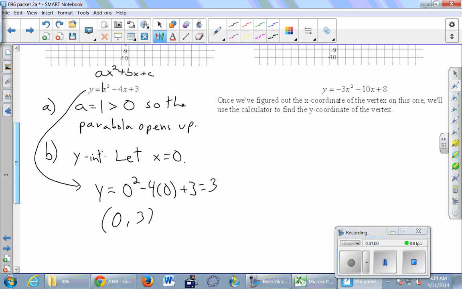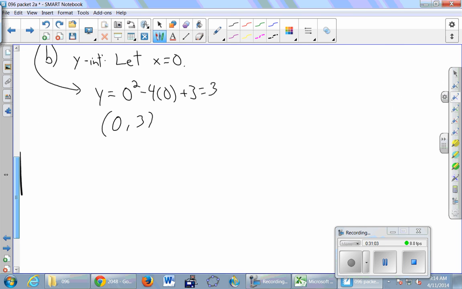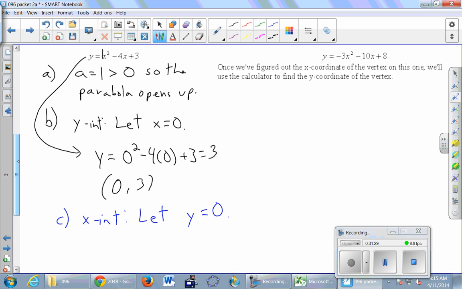Okay, that's good. Part C is finding the x-intercepts. Finding x-intercepts always starts the same way. Let y equal 0. So we're going to go back to that original equation, and we're going to change the y to 0. So I copy everything on the right, and I just change a 0 on the left. 0 equals x squared minus 4x plus 3. Everybody see where that equation comes from?